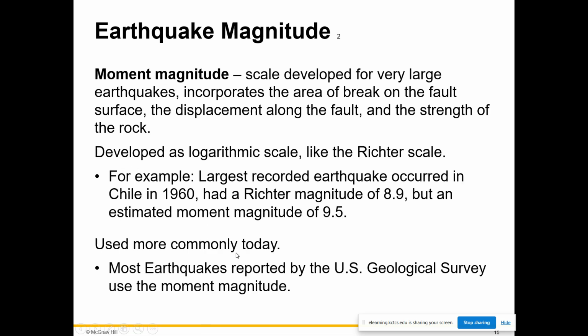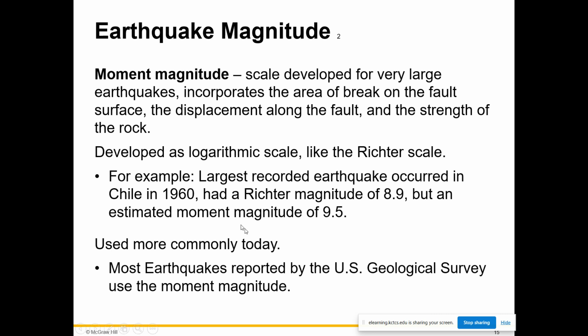So now what we usually report is this moment magnitude, and it takes into account more aspects of the earthquake. So not just the amount of ground shaking, although it does, but it also takes into account the displacement along the fault and the strength of the rock. So if you have a very strong rock that's broken versus a very weak rock, obviously you have more energy going into breaking the strong rock. And the moment magnitude takes all of that into consideration, where the Richter scale does not.